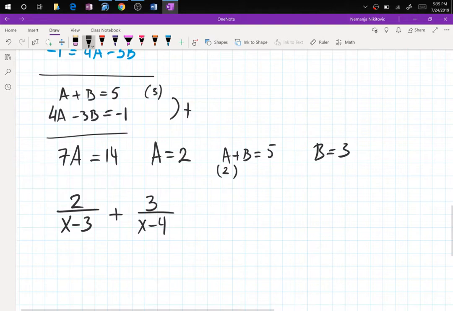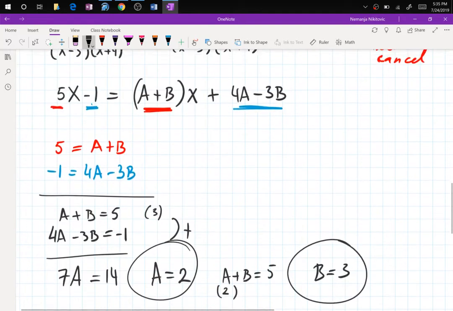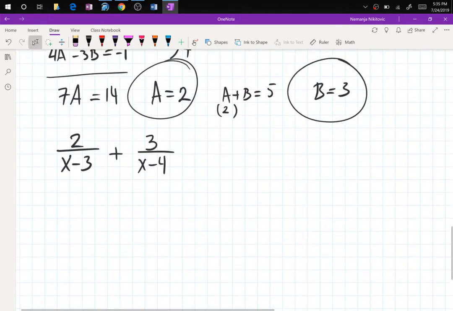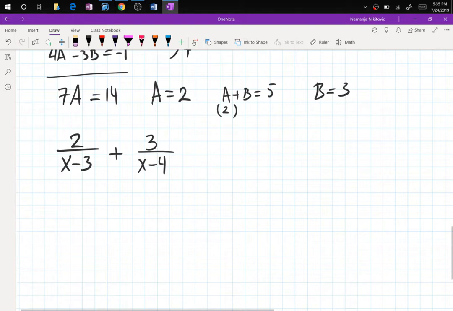Really sad way to lose the grade is when you calculate these guys correctly and then you put them in the wrong spots over here. You know what that does later on for calculus? Obviously messes up everything, because this is our first step of a problem, to calculate this A and B so that we can transform that big fraction into these two.